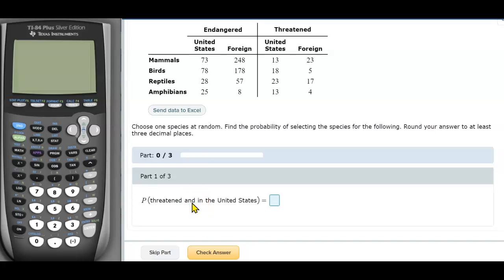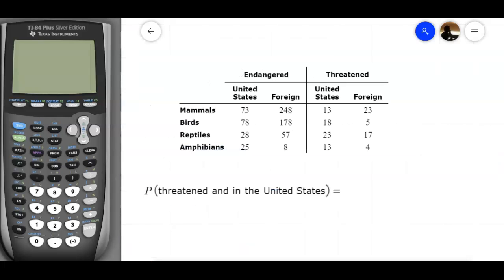So what is the meaning of "and"? If I call T threatened, E endangered, U for United States and F for foreign countries, then this one will be the probability of T, and the "and" is the intersection. Intersect United States.